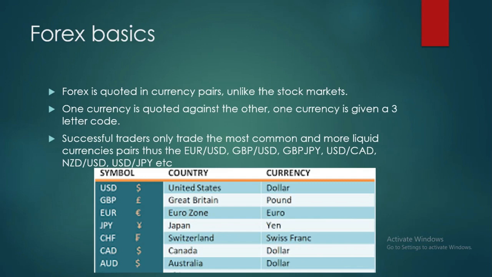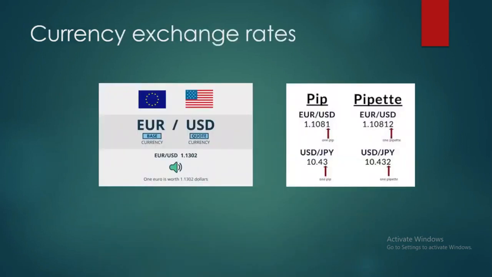Examples of currency pairs that we have: I'll just give a few examples. Euro USD, GBP USD, GBP JPY, USD CAD, NZD USD, USD JPY, etc. There are so many that we can mention here. So these are the currency pairs that are formed by combining two currencies. I think you now know the basics.